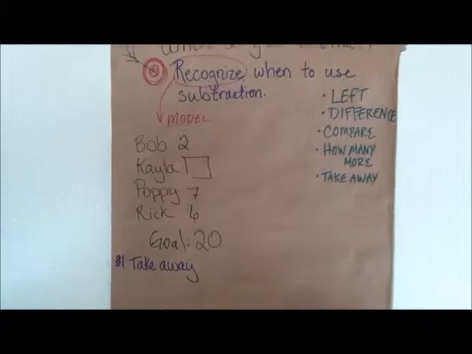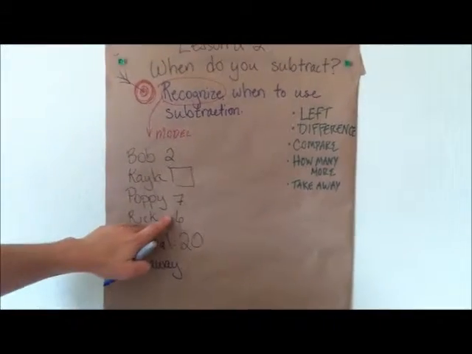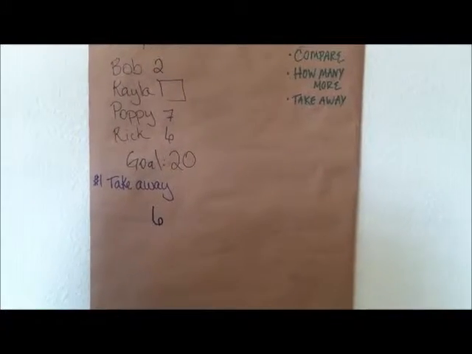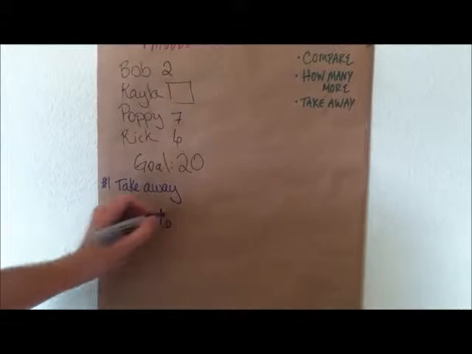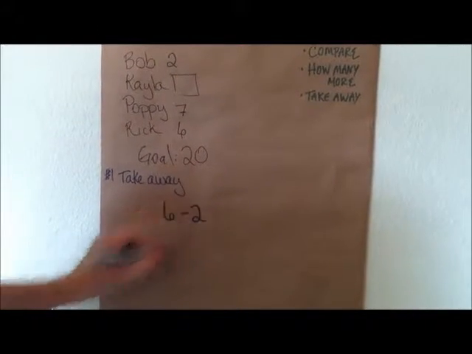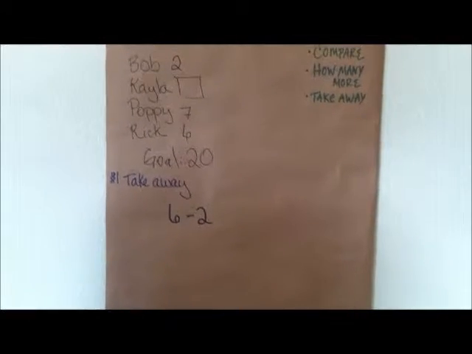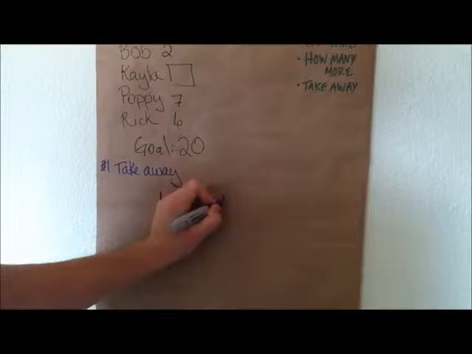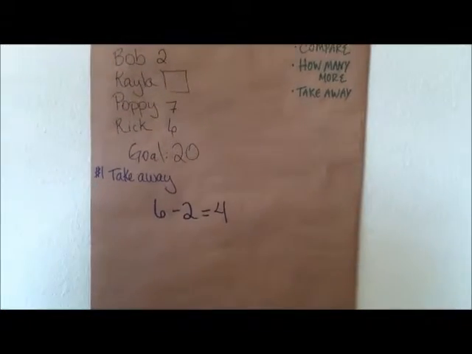Well, we need to know where to start. In this case, we've got Rick with 6. I'm going to write down 6, that's what I know. Now remember that Rick sold 2 of his, so we got to take away 2 of Rick's, because he sold them, they're gone, they're no longer with him. How many does Rick have left? You don't need a calculator for this one. Just say that he has 4 left over.